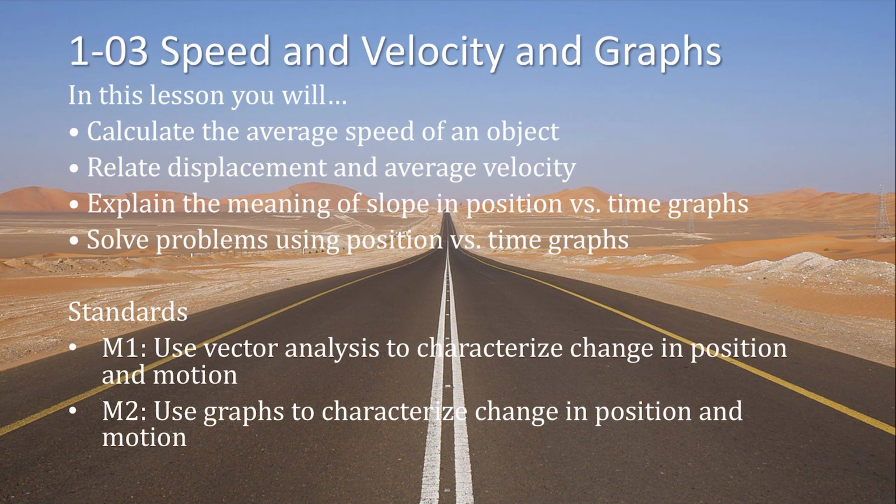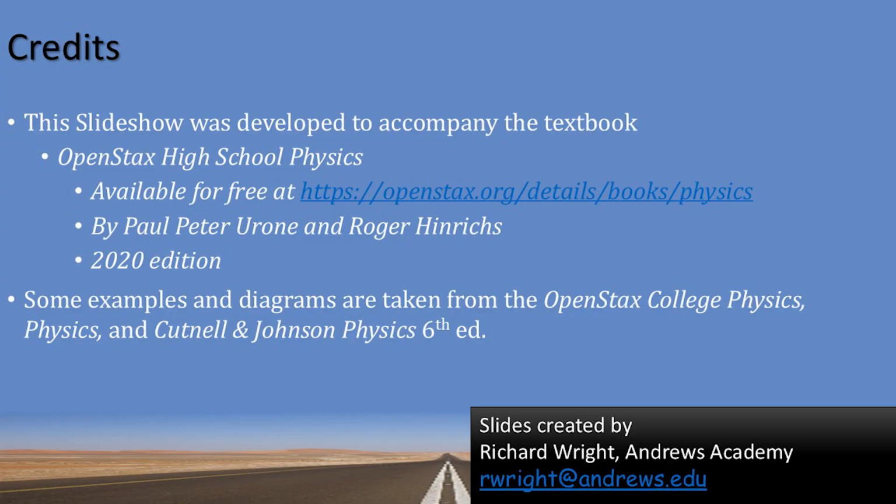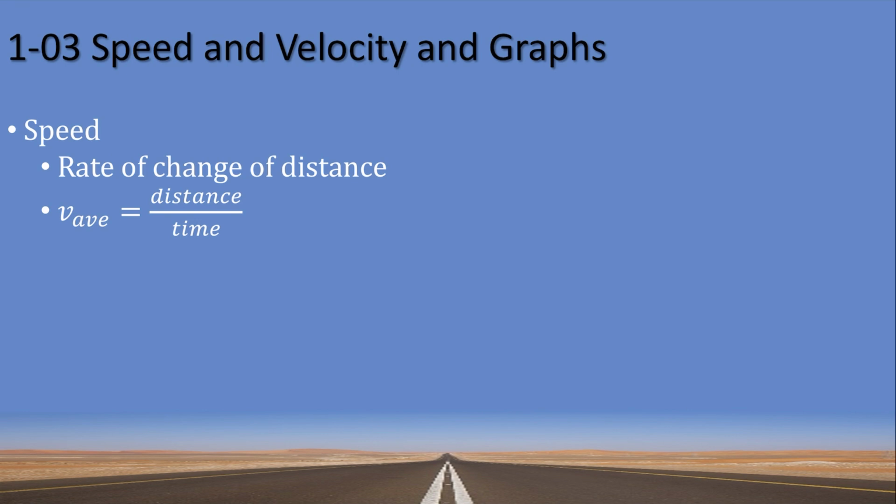Lesson 1-3, Speed and Velocity Graphs. Speed is the rate of change of distance. Rate of change means we're going to be dividing, so our average speed is the distance over time. Notice the variable for speed is v. So we could rewrite it as distance over delta t. Delta t means change in time.